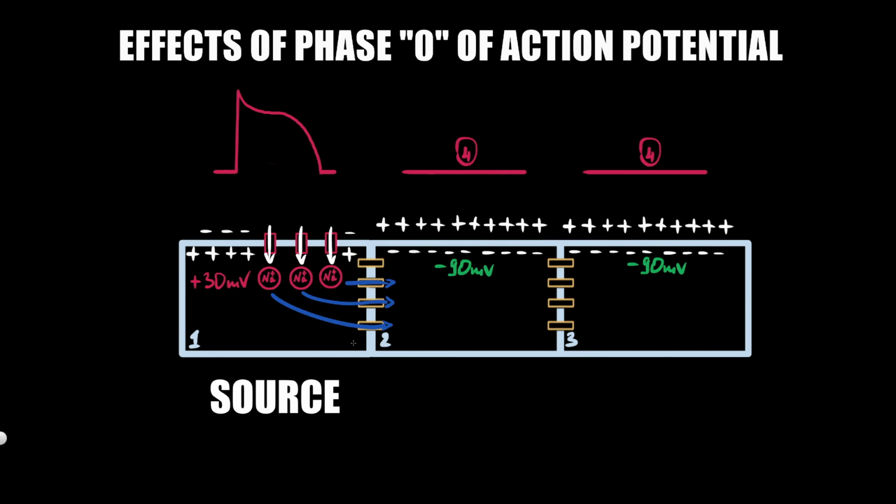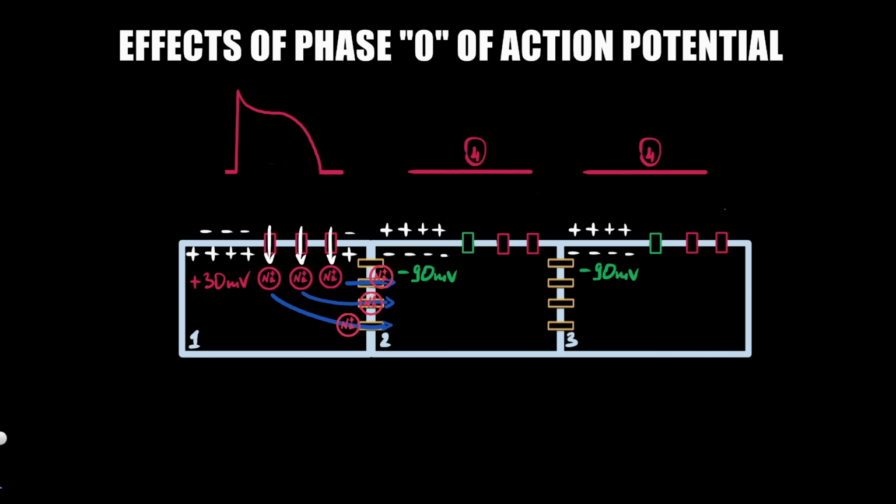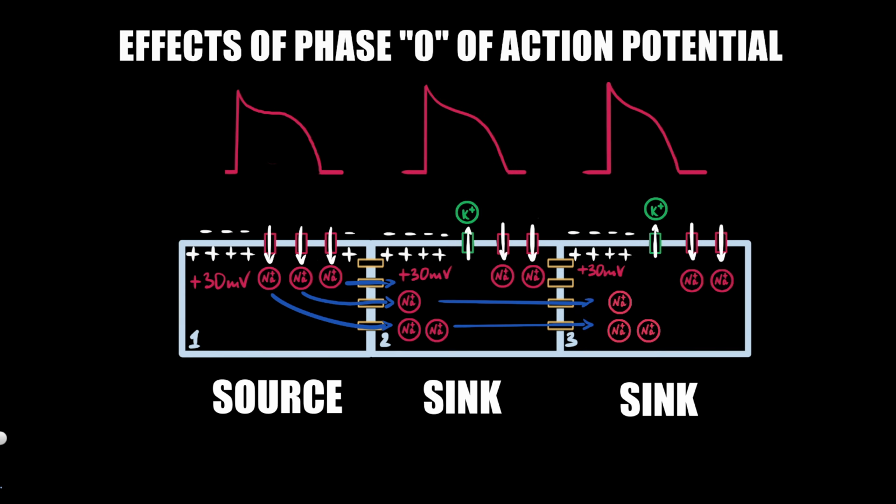So the excited cell that generates the axial current is the source. The unexcited cell that obtains the axial current is the sink. The current of the source cell, when large enough, can flow to several cells, from cell 1 to cell 2 and 3 simultaneously. As a result, conduction speed increases.